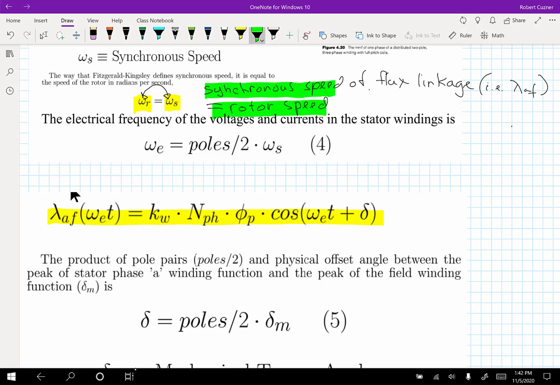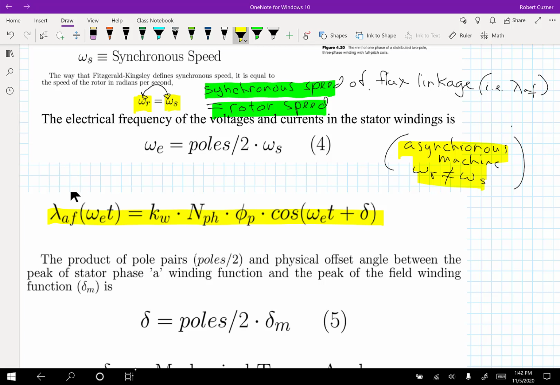A little bit of a teaser for when we get to induction motors. An asynchronous machine, or induction motor, which is a type of asynchronous machine, the rotor speed does not equal the synchronous speed. So that is the difference between synchronous and asynchronous machines, or synchronous motor and induction motor, for example.